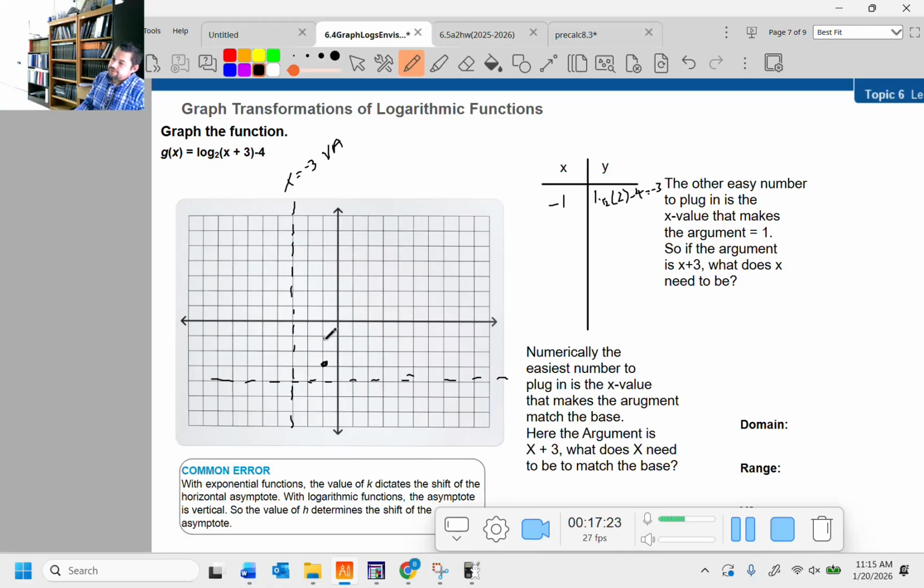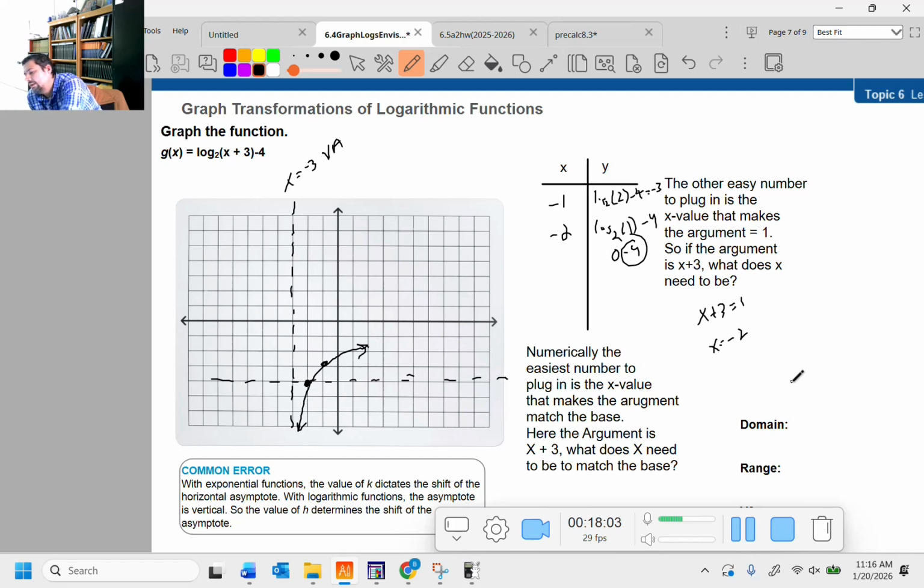Now, what was the other thing I wanted to happen? I wanted the interior to become 1. So if the interior is 1, and I set x plus 3 equals 1, I get an x value of negative 2. That's the other easy one to plug in. If I plug in a negative 2, I have log base 2 of 1 and then minus 4. Log base 2 of 1 is 0, and 0 minus 4 is negative 4. So back to the point, I told you it would have that point. I know a thing or two about these. And there you go. There's your logarithm.